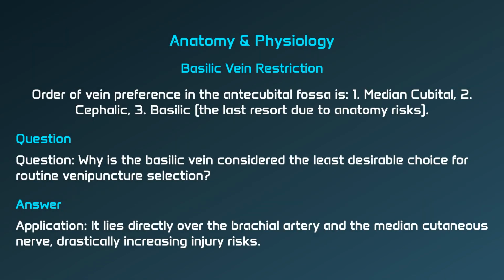Anatomy and physiology. Basilic vein restriction. Order of vein preference in the antecubital fossa is 1. Median cubital, 2. Cephalic, 3. Basilic, the last resort due to anatomy risks. Question. Why is the basilic vein considered the least desirable choice for routine venipuncture selection? Answer. Application: it lies directly over the brachial artery and the median cutaneous nerve, drastically increasing injury risks.